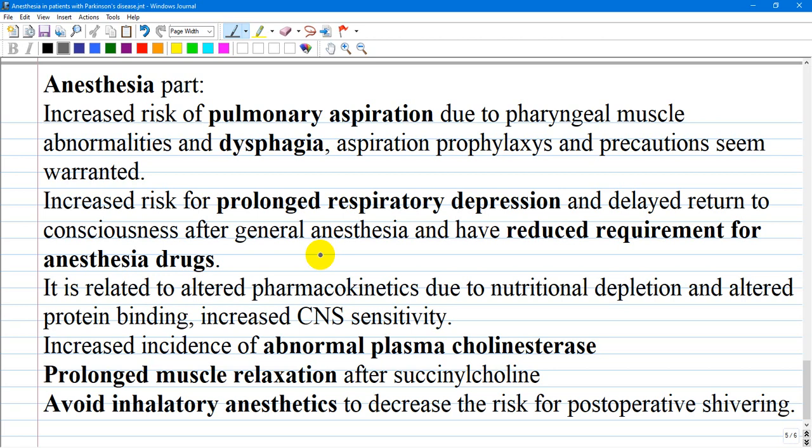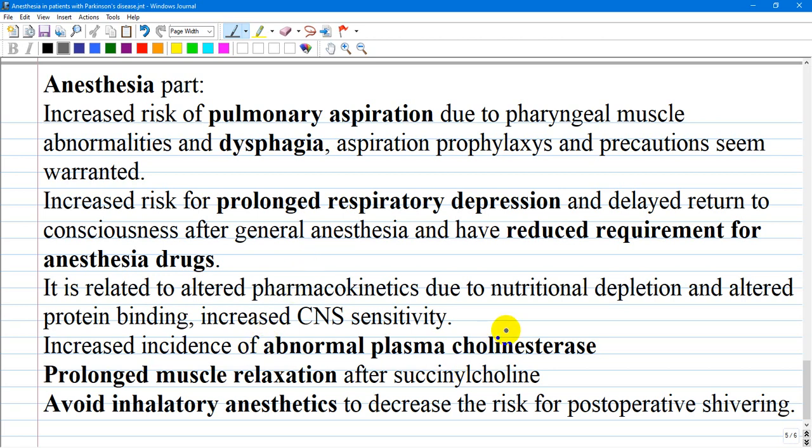Patients with Huntington's disease are also alleged to be at risk for prolonged respiratory depression and delayed return to consciousness after general anesthesia, and have reduced requirements for drugs, especially GABAergic. Whether this is related to altered pharmacokinetics due to nutritional depletion and altered protein binding, increasing central nervous system sensitivity, or altered pharmacodynamics, it is not certainly known. In any event, most patients with Huntington disease experience a normal anesthetic and post-anesthetic course.